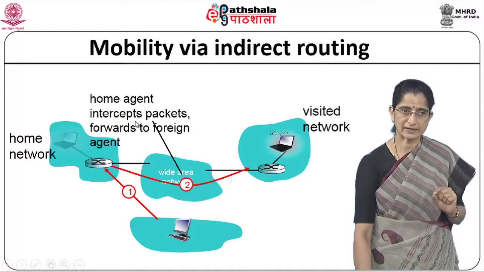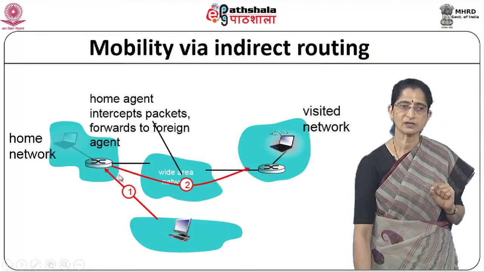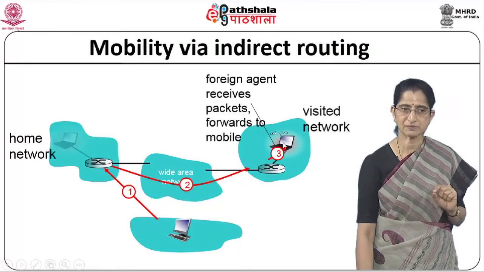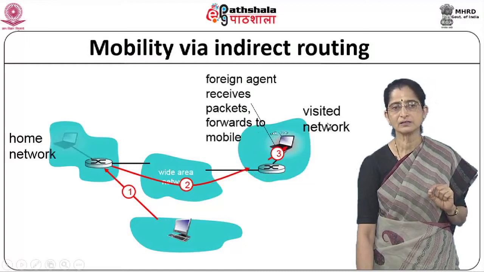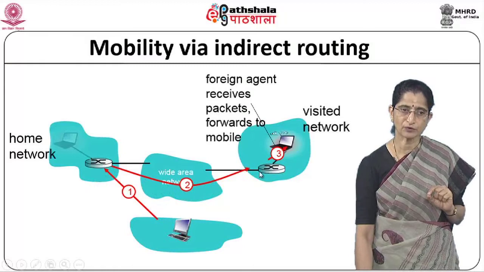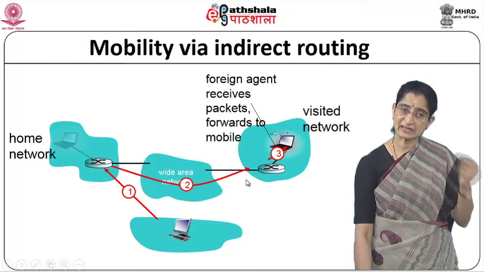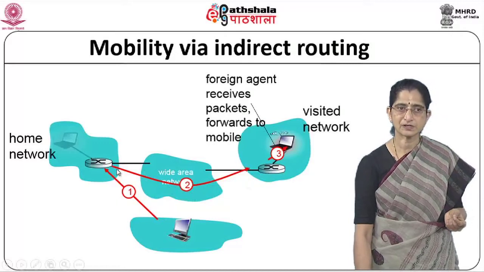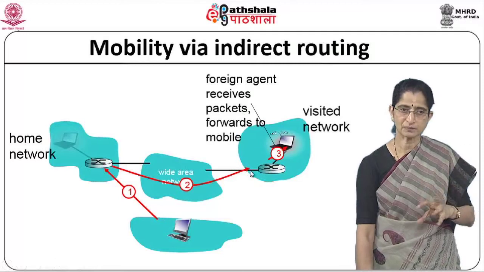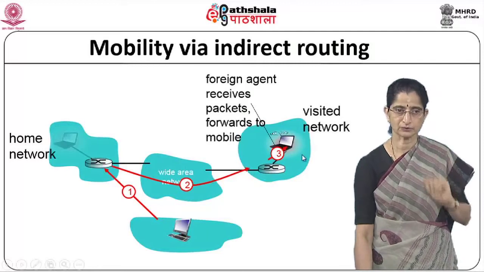So it will intercept the packet and forward that packet to the foreign agent, through the network to the internet. The foreign agent now receives the packet and will send it to the mobile. When it is sending it from the home agent to the foreign agent, in this step 2, it is encapsulated and sent. So encapsulation will take place here, decapsulation will take place at the foreign agent, and the original packet will be sent to the node.